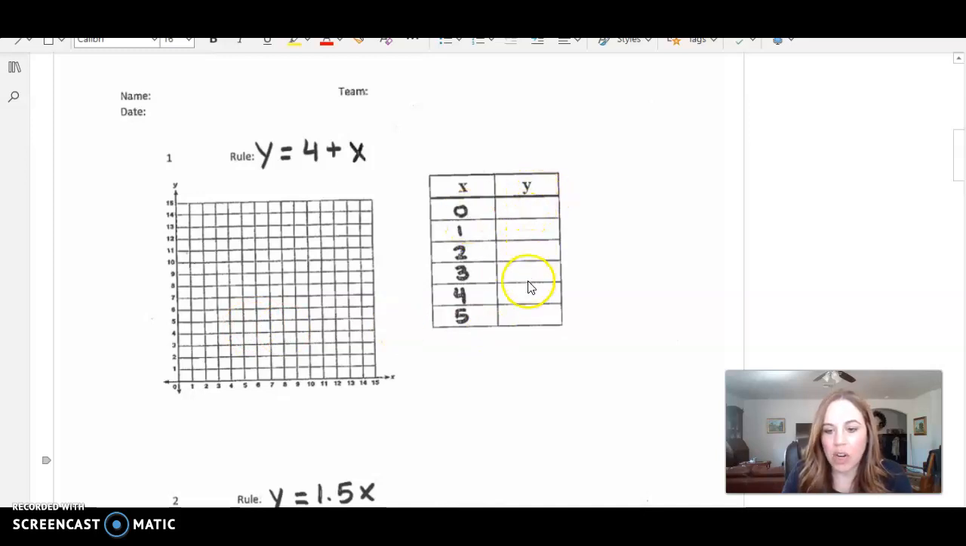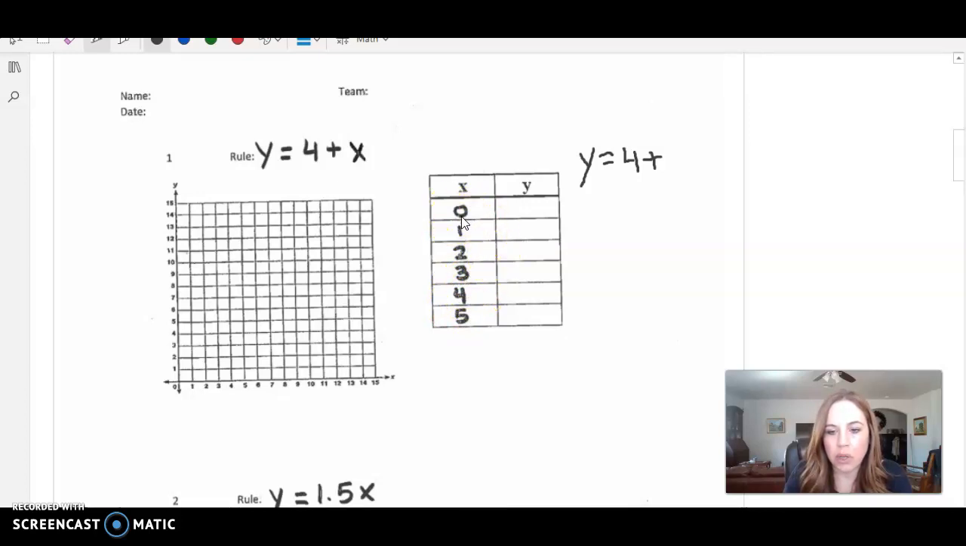So we're going to figure out what we need to do. We're going to figure out our y values. And then once we have those, we'll have our ordered pairs and we can graph our line. So let's go ahead and plug in all these x values for our y. Let's start over here. So y equals 4 plus, now instead of writing x, I'm just going to write the number that I have in my table.